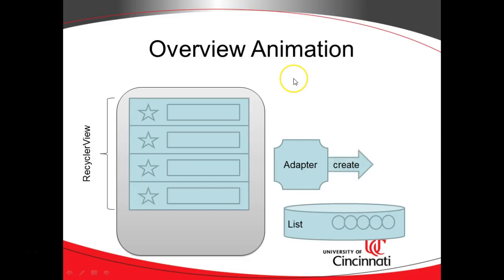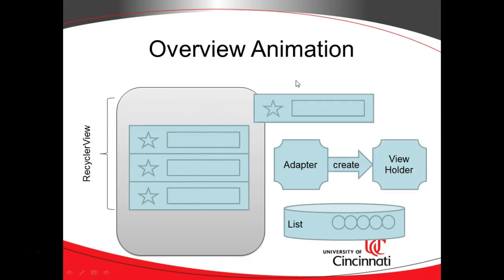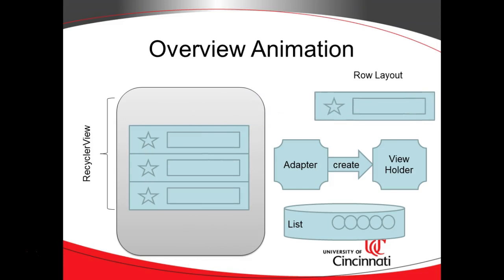So the RecyclerView adapter creates our ViewHolder. We get an individual layout item from the RecyclerView, and then the job of the adapter is to take these items from our collection and pass them to the ViewHolder. The job of the ViewHolder is to populate each of the row layouts individually in the RecyclerView.